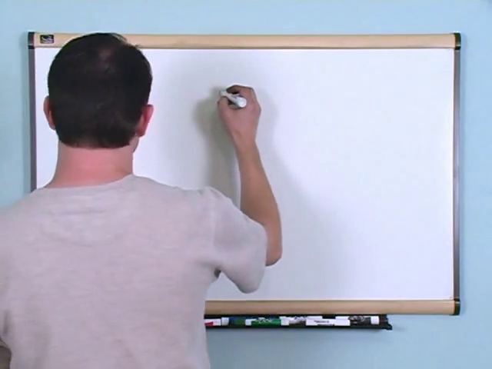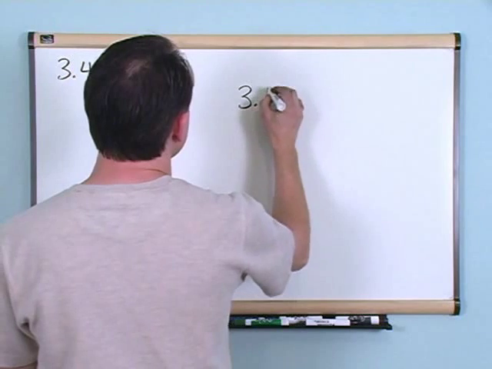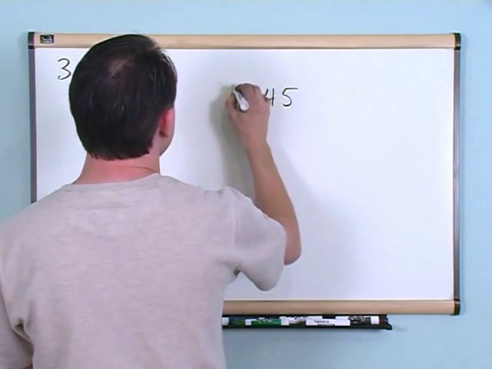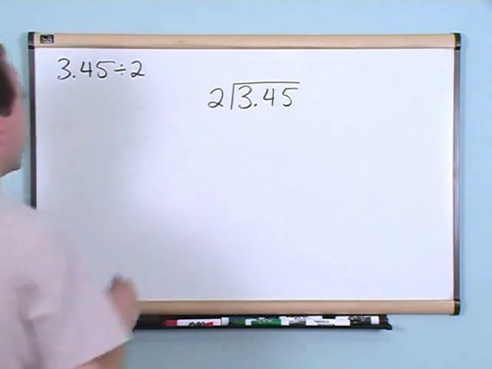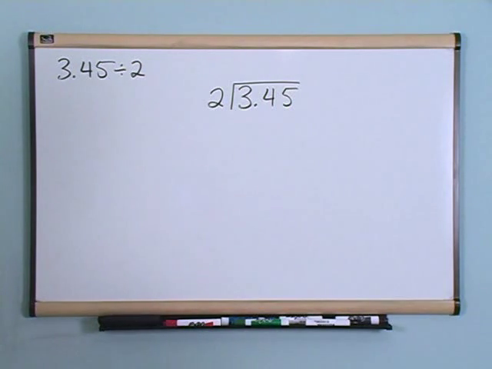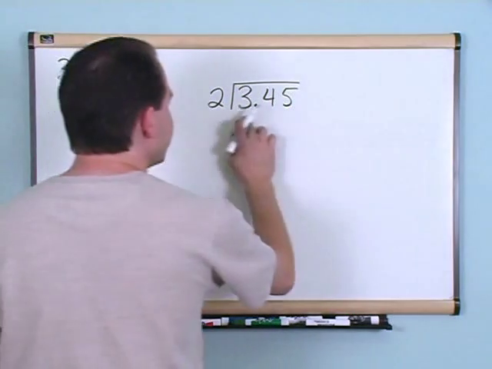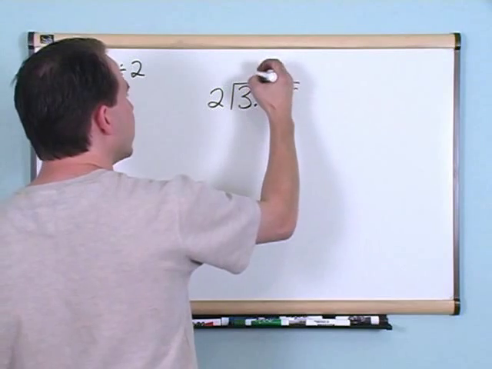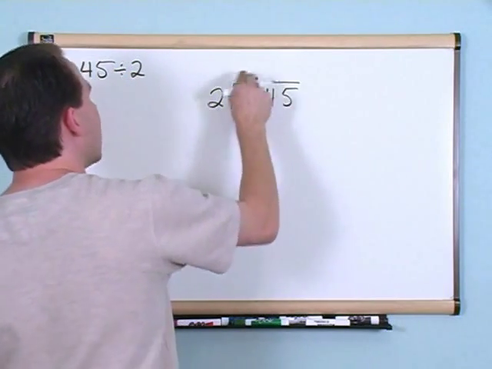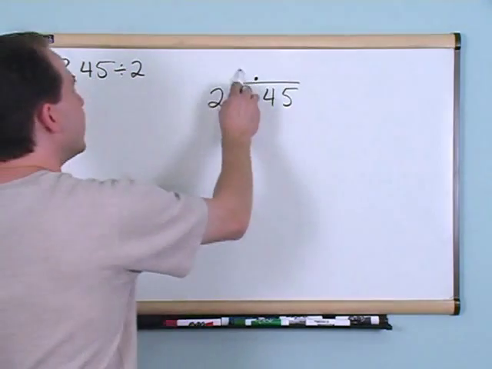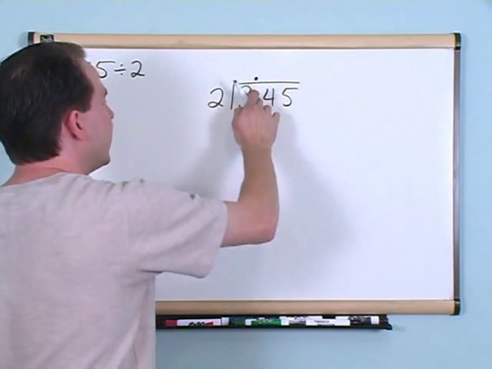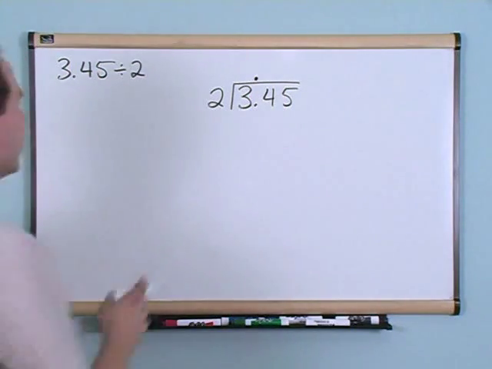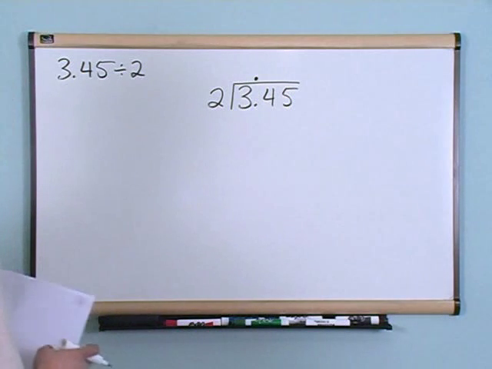Well, the first thing you do, just like in the other problems, is write your 3.45 under the house, and your 2 on the outside, because that's what you're going to divide in. And every time you have a division problem, you take this decimal point and you put a decimal right on top of the line. Because in the end, you're going to put numbers here, and the decimal point is going to be fixed, okay? You're not going to move that. So you just take your decimal point and put it above the line, okay?